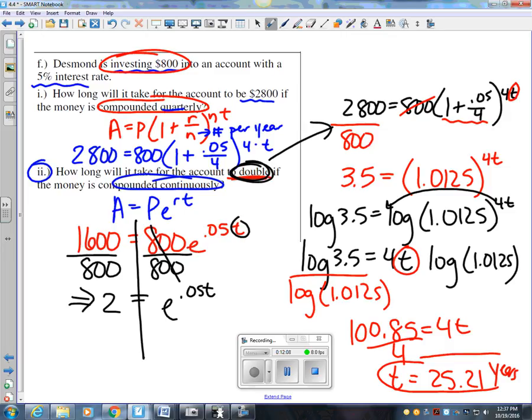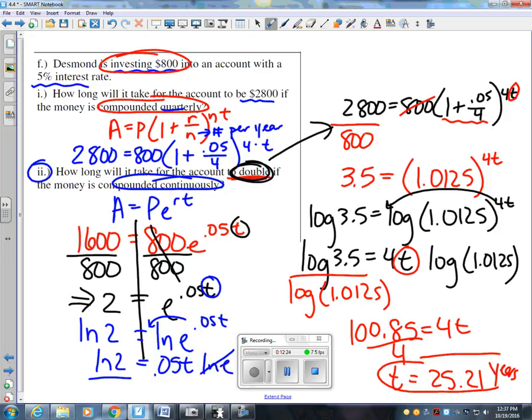t is in the exponent, and you've got to get it out. So you're going to ln both sides because it's an e. And then you're going to throw that to the front. So 0.05t ln e equals ln 2. ln e cancels, divide by 0.05. And you get 13.86 is your answer.